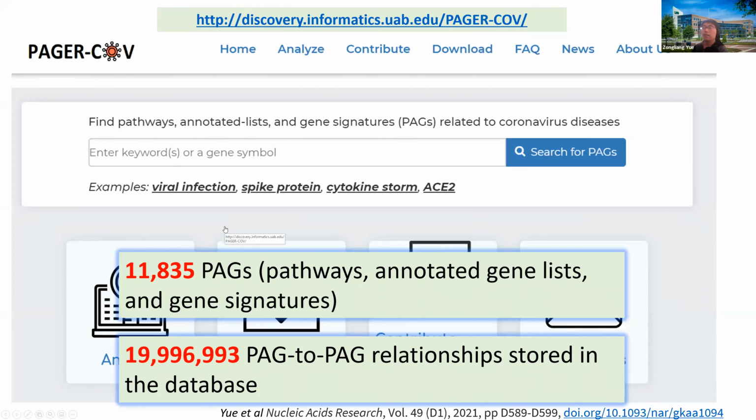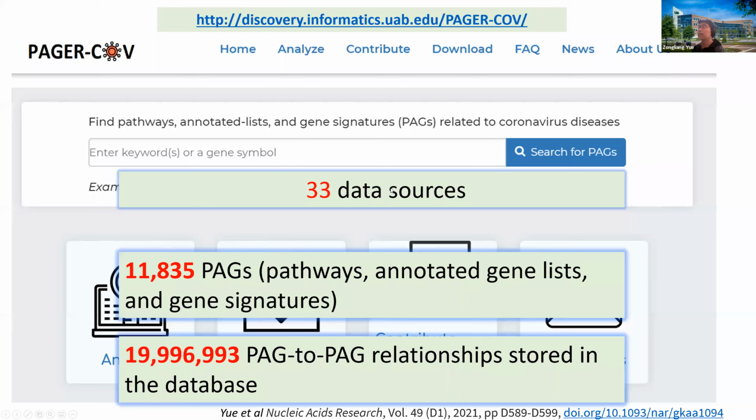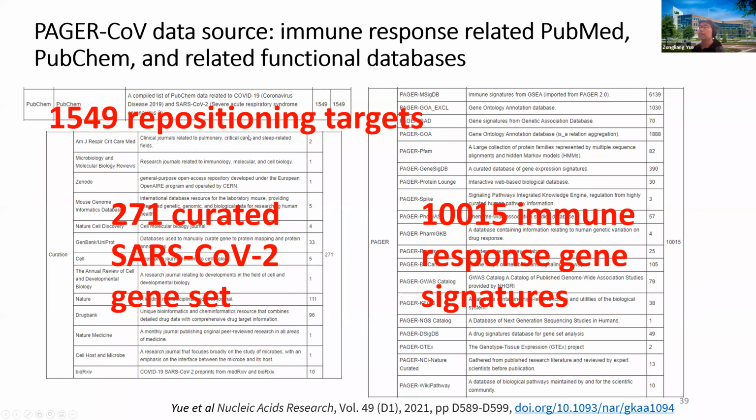And another project related to PAGER is PAGER-COV, which reports COVID-19 related gene sets information. In particular, the PAGs we have collected number 11,000, with around 20 million PAG-to-PAG relationships in the current version. We have collected 33 data sources, covering representative targets, curated SARS-CoV-2 gene sets, and the immune response gene signatures here. The details are in the table shown here.